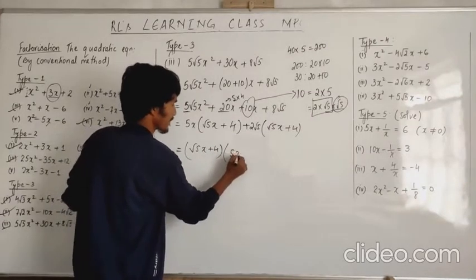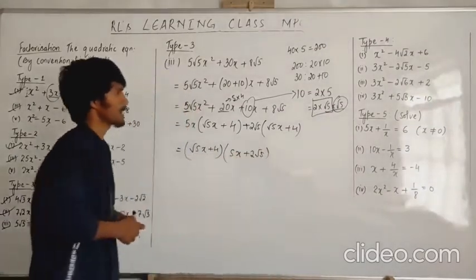Then here root 5 plus 4 is common, then what is left here? 5x plus 2 root 5. And that will be the answer.